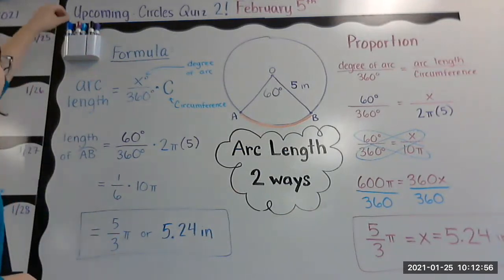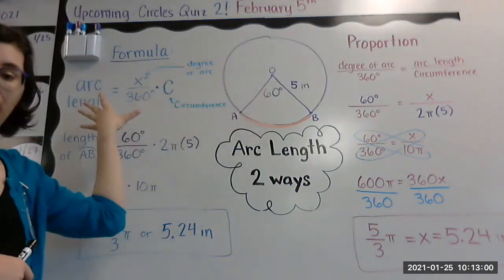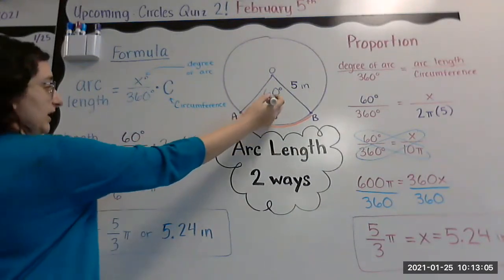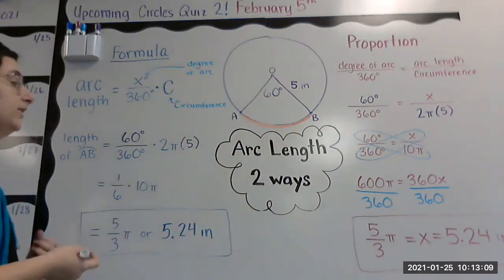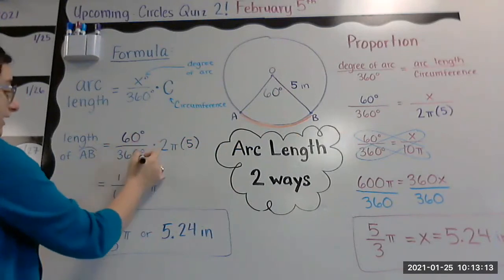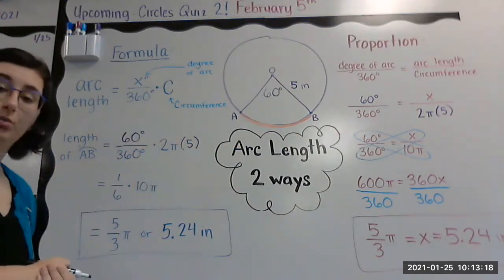But anyway, if I'm working through this problem using this formula, I'm going to plug in the degree of my arc here. So if it was 60 degrees for the central angle, the arc is also 60 degrees. That's part of what we covered last Thursday. And I put that over 360. So here's the fractional portion of the circle we're working with.